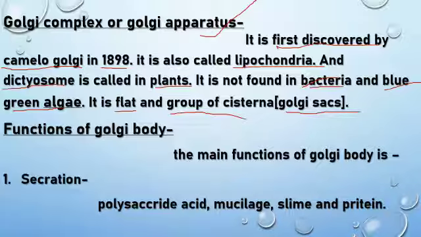Our next point is the functions of the Golgi complex. The first main function of the Golgi body is secretion. So the Golgi complex secretes many types of elements such as polysaccharide acid, mucilage, slime, and protein.